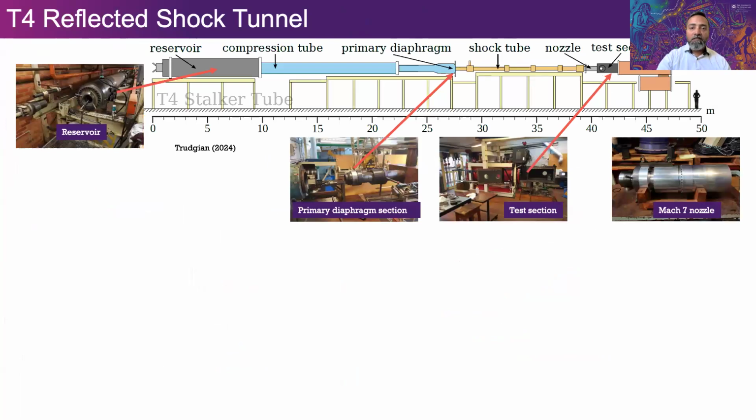Where we do these experiments is in the T4 Stalker tube, which is a free piston driven high enthalpy impulse facility at the University of Queensland, built in the 1980s. Here's a schematic of the T4 Stalker tube. I'm not going to talk about the operational detail of this particular facility. You might have seen it in other AFMC talks by many of my colleagues, but I'm just going to focus on what it can deliver here in the test section.